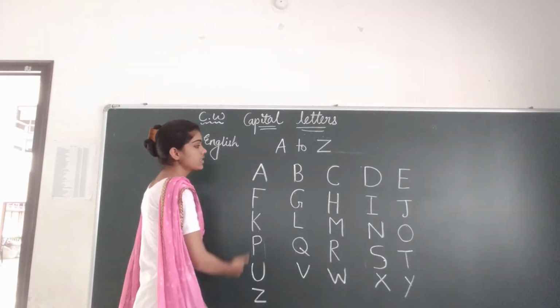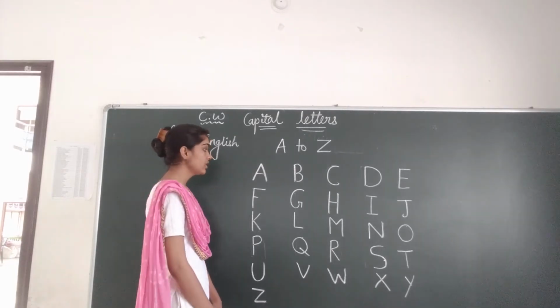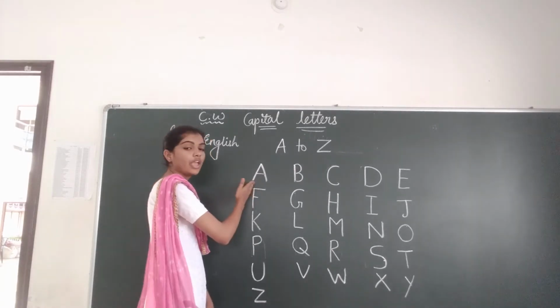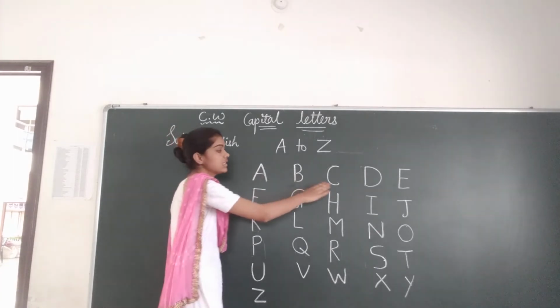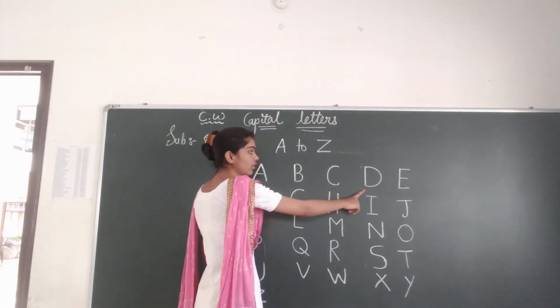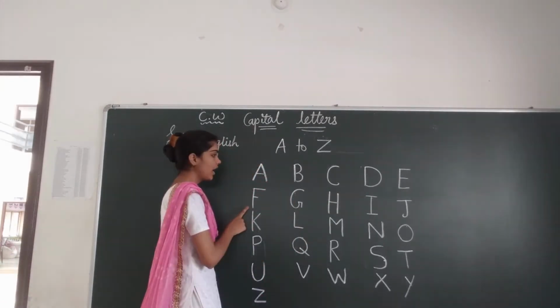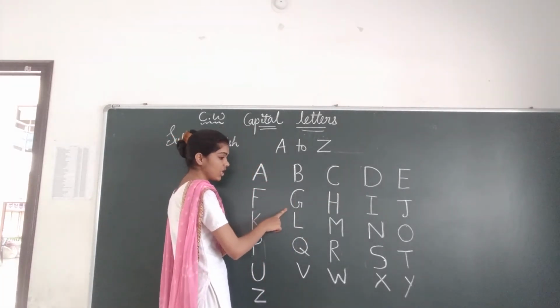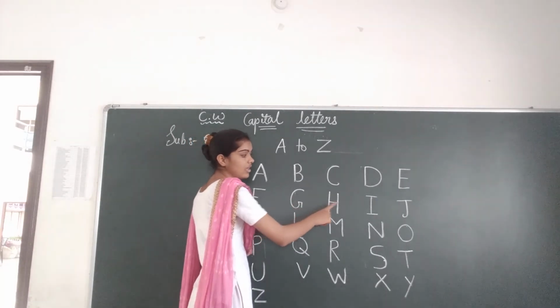So these are the alphabets of capital letters. So here we revise it. A for apple. B for ball. C for cat. D for dog. E for elephant. F for fish. G for grapes. H for hat.